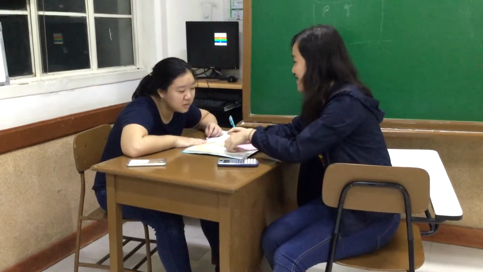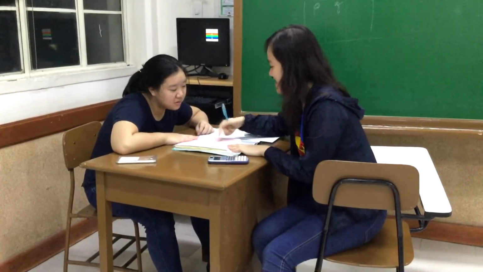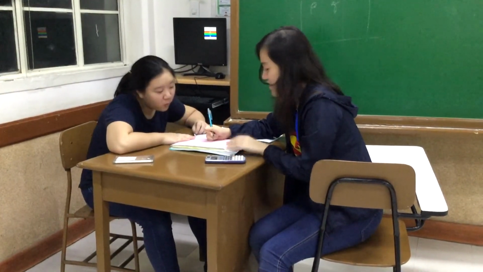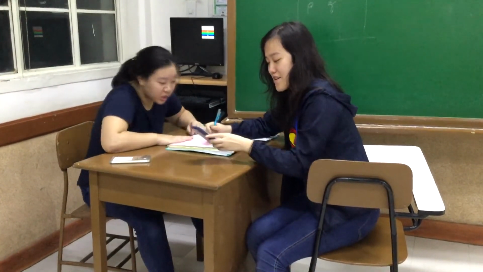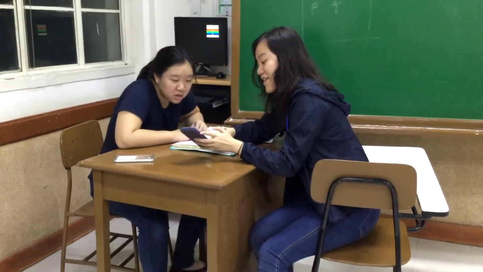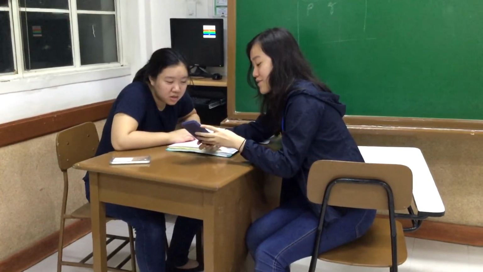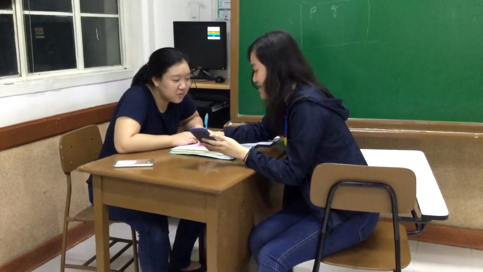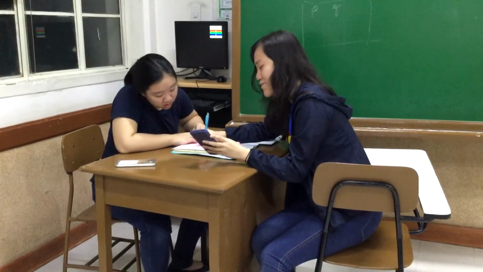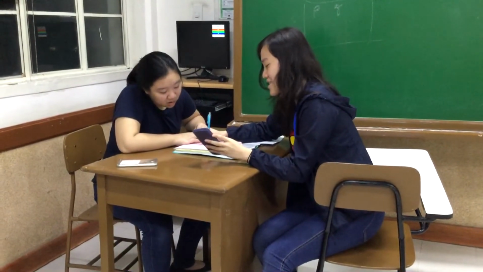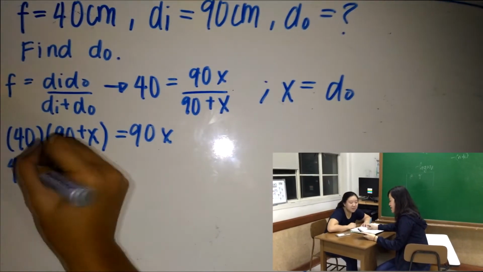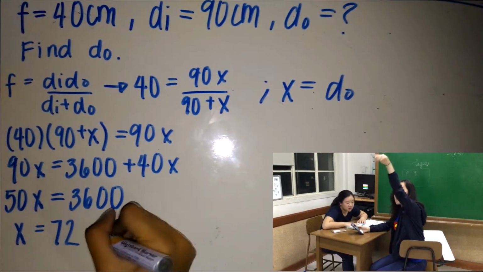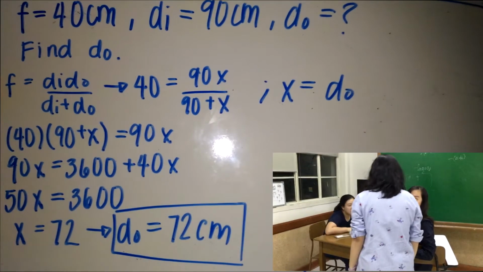Now I will give you a new problem. A light bulb is placed at a certain distance from a convex lens, has an image distance of 90 centimeters, while its focal length is 40 centimeters. At what distance was the light bulb placed? So for this problem, we are looking for the object's distance. We will use the same formula as the first question, substituting the variable x for the object's distance. From that, we get 90x over 90 plus x is equal to 40. Now after a few manipulations, we get x equals 72, or we can say that the object is placed at a distance of 72 centimeters from the lens.